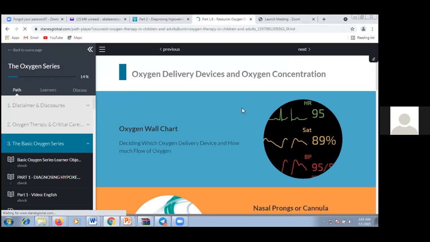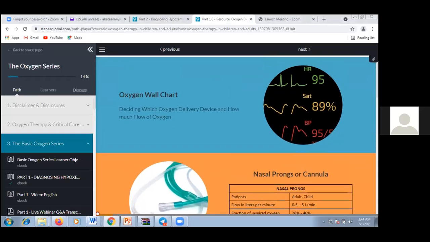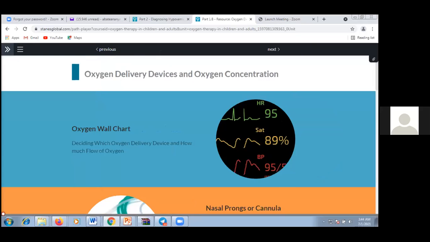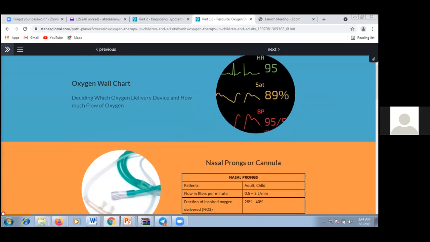So, in order to understand this well and memorize, it's good to use the oxygen wall chart. Last time, I'm sure I shared this as well. We'll revise it today again. The oxygen wall chart was developed by Pulsox and some partners, and it tells us what different oxygen delivery modalities we have, how much FiO2 they can administer, and what the flow rate will be.